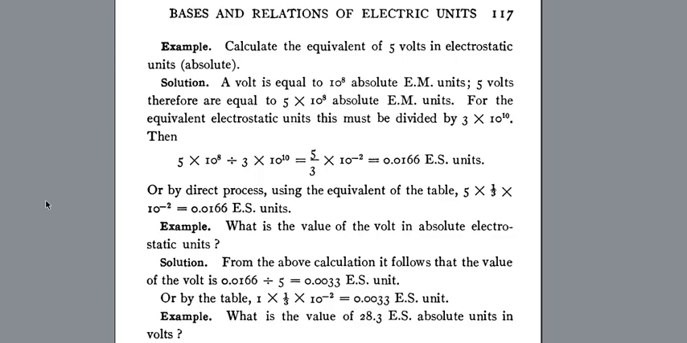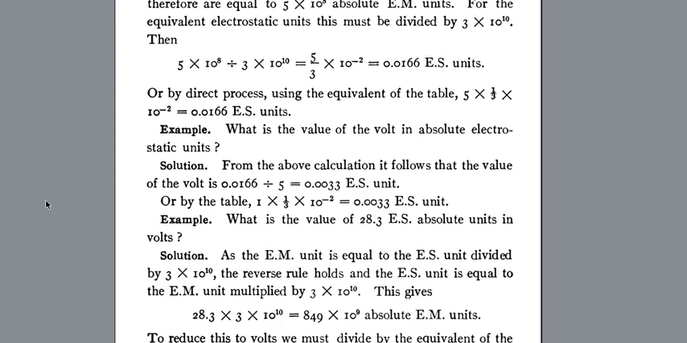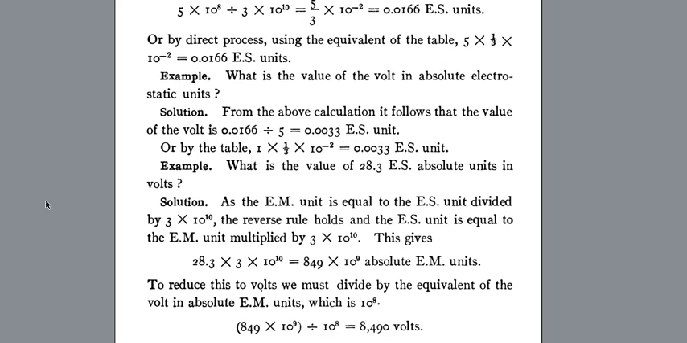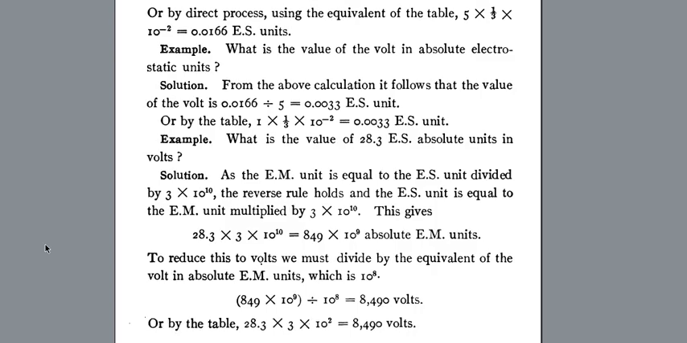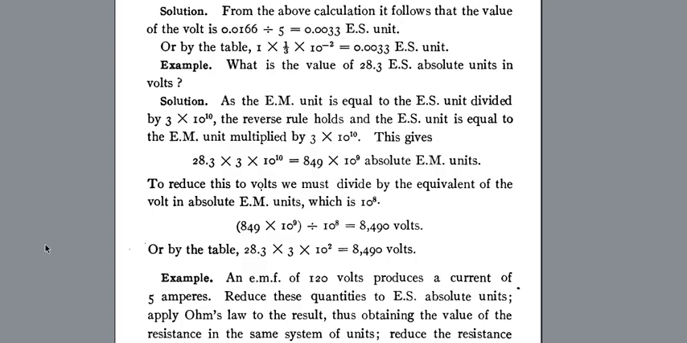Example: what is the value of 1 volt in absolute electrostatic units? Solution. From the above calculation, it follows that the value of 1 volt is 0.0166 divided by 5 equals 0.0033 electrostatic units. Alternatively, using the table, 1 multiplied by 1/3 divided by 10 raised to the power of -2 equals 0.0033 electrostatic units. Example: what is the value of 28.3 electrostatic absolute units in volts?